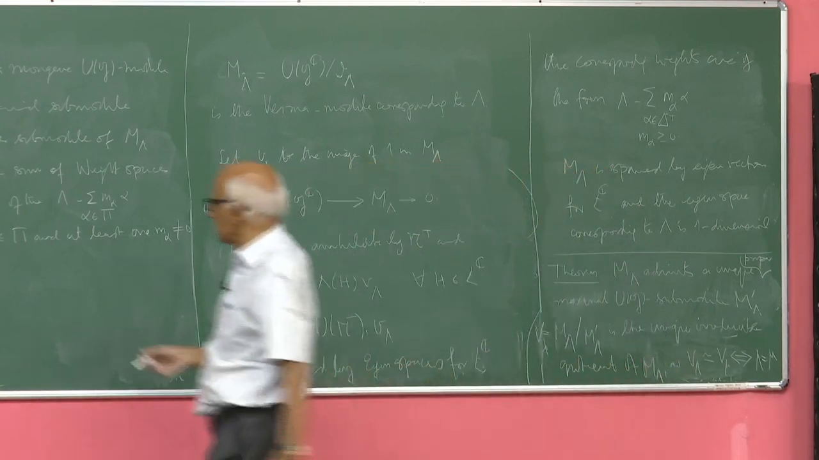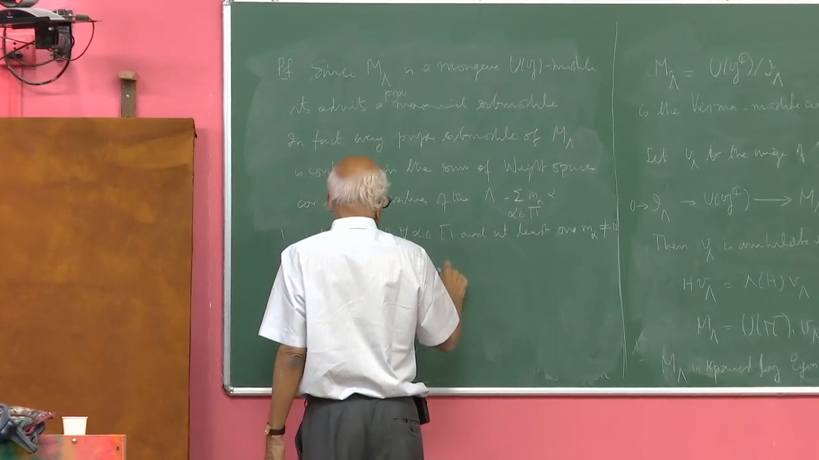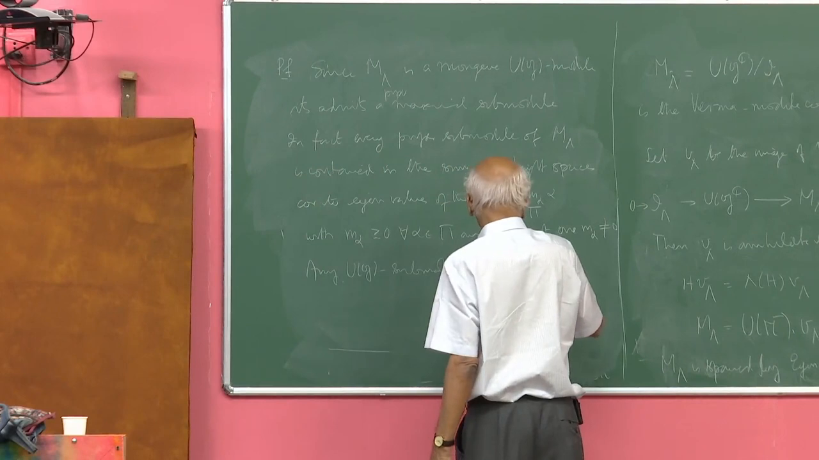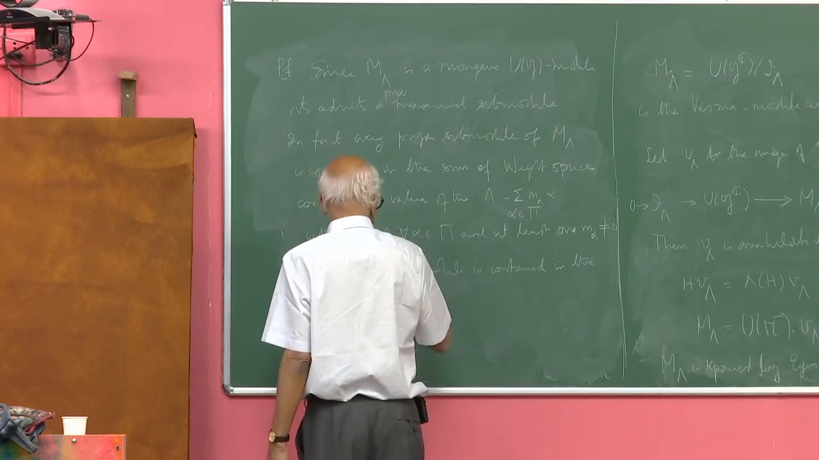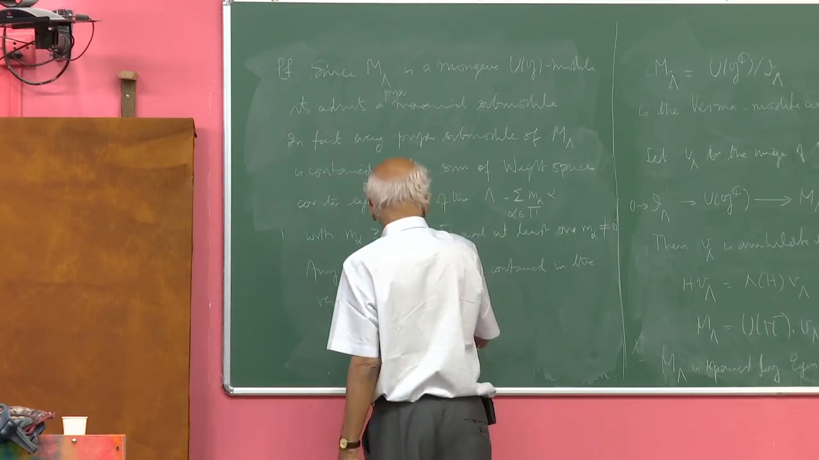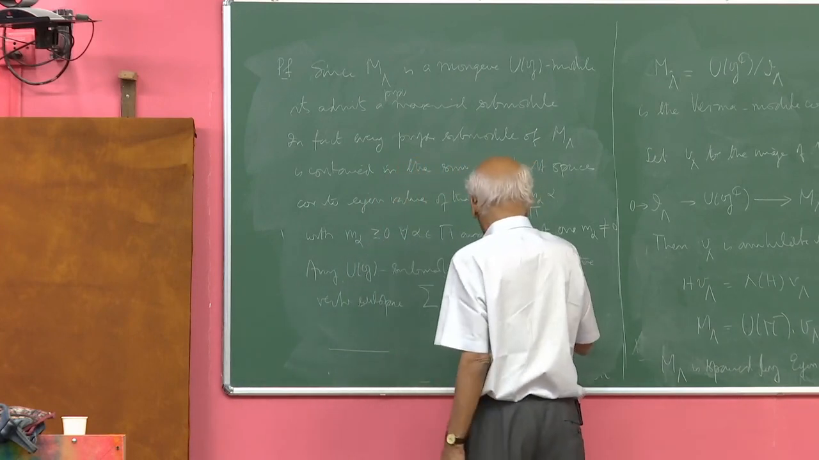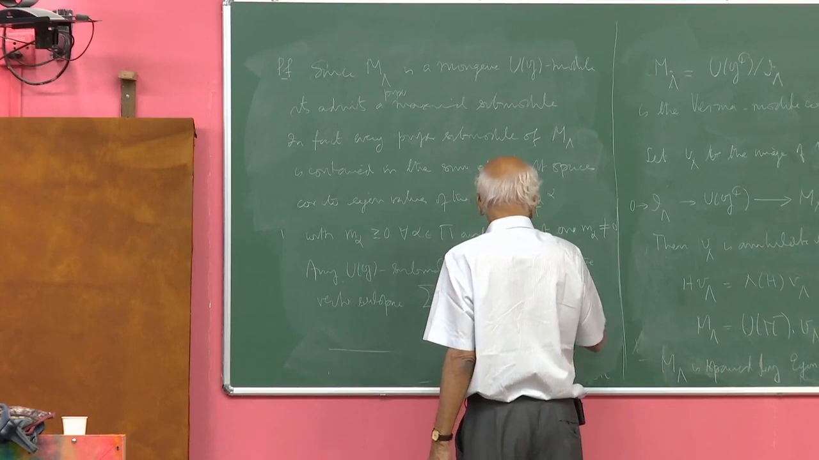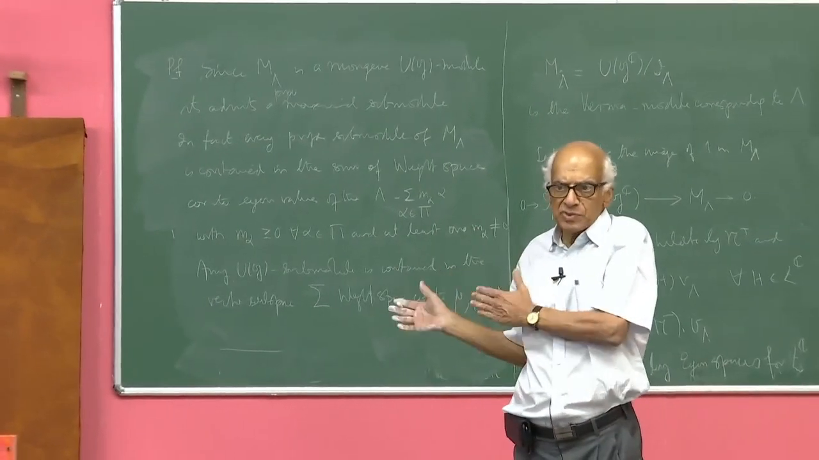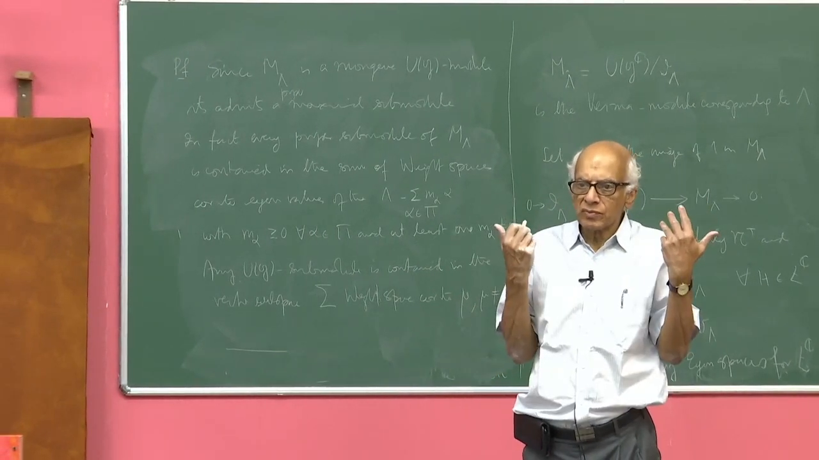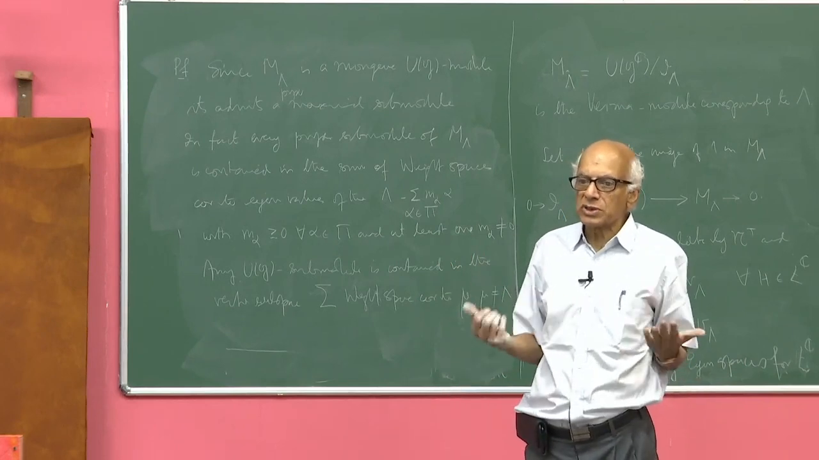So any U(g) submodule is contained in the vector subspace, the sum of weight spaces corresponding to mu not equal to lambda. Every submodule is contained in a fixed subspace like this. So take the sum of all those submodules; that will obviously be a maximal submodule, contained in this proper subspace. So it's a proper submodule, and there's a unique proper maximal submodule.